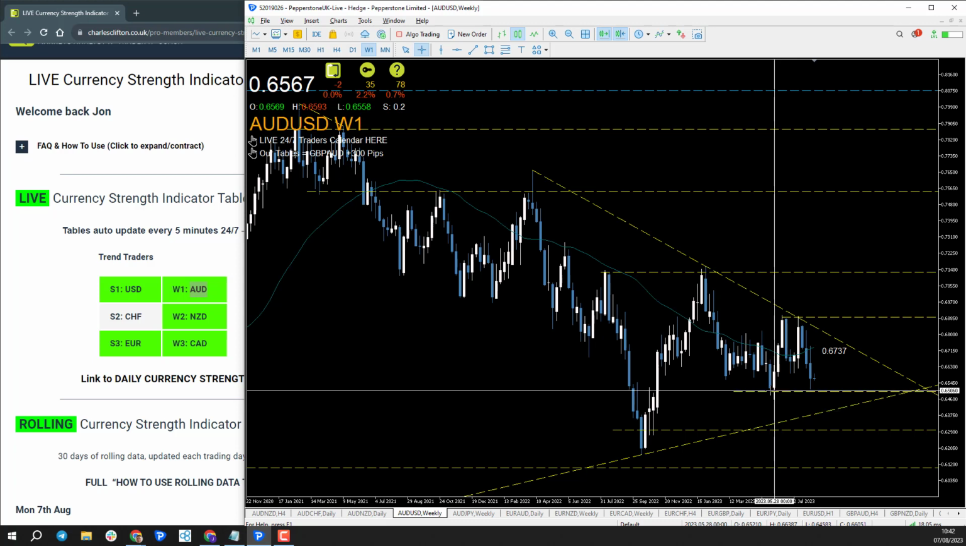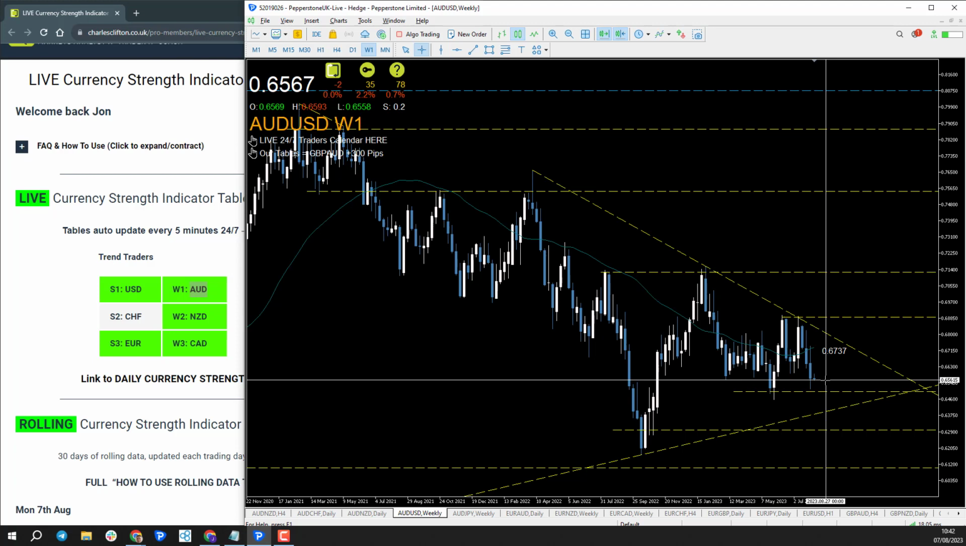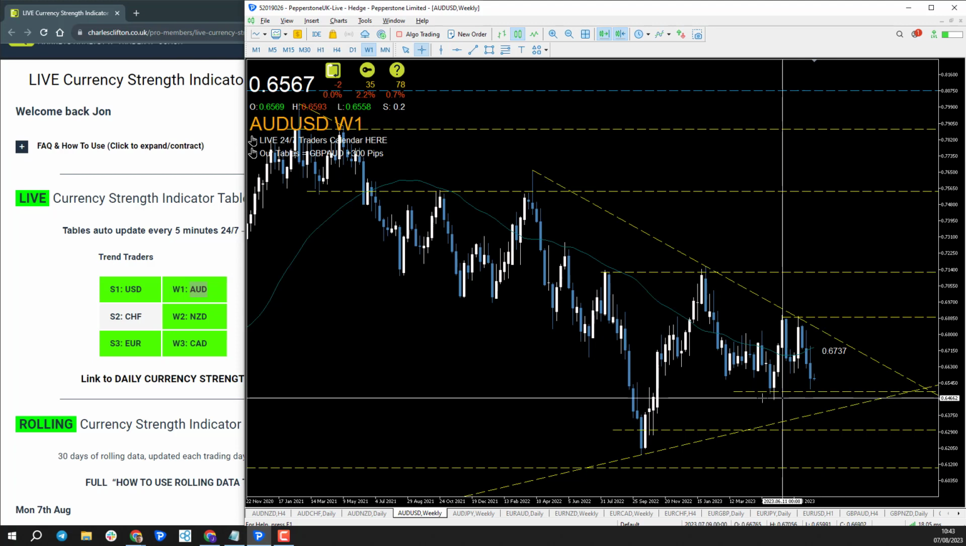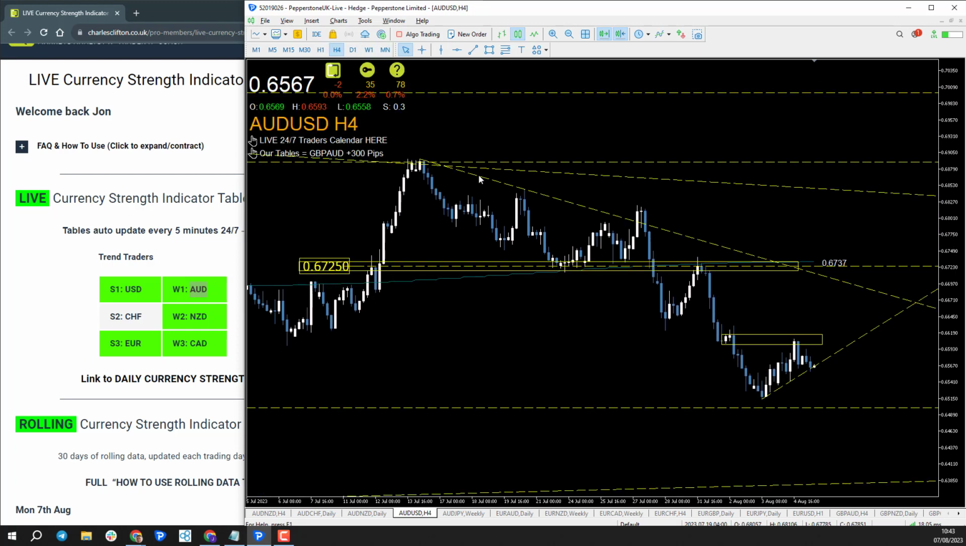We are coming into a key area at the 0.65 handle. So we could still extend down, maybe even below that. Maybe even the 64.50s could be targets on this particular pair. If we go to the 4-hour time frame, you've got that similar setup.